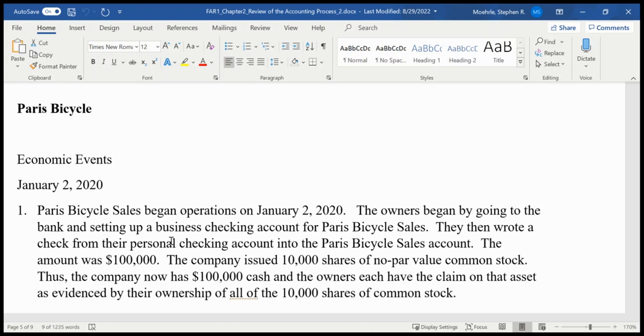In the next video, we will study transaction analysis. That's what we do every time an economic event occurs and we get a source document about that economic event. We record it in the General Journal and post it to the General Ledger.